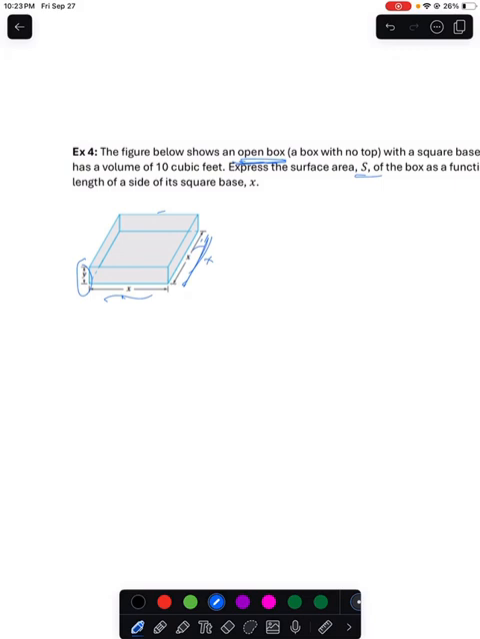We just saw that the surface area is going to be the area of the base plus the area of the sides. And since the base is square, all four sides will have the same area. But now we don't have the top, so the surface area will be equal to x squared, since the side is x, plus 4 times x times y. You can name the height y, you can name it h, whatever.